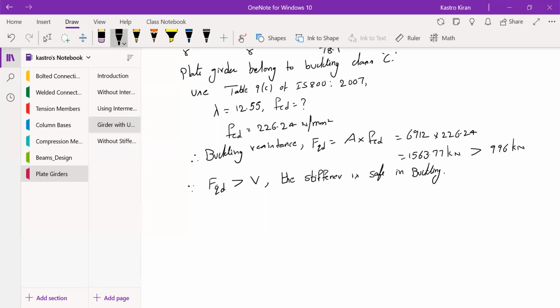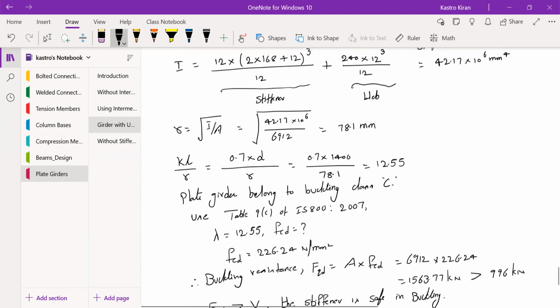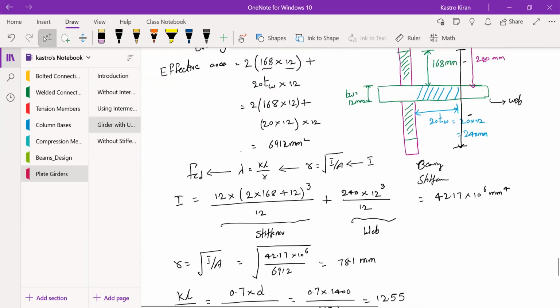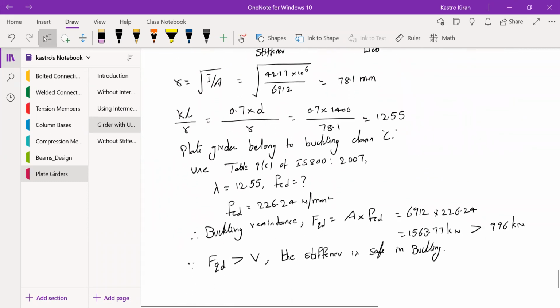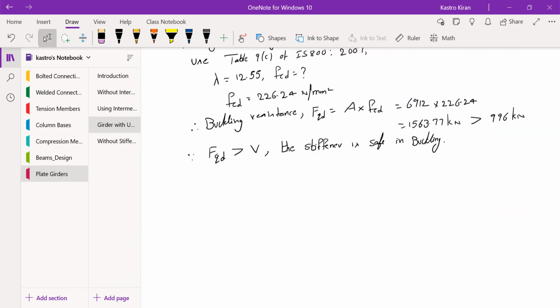Suppose, for example, you got the FQD value less than V, or less than the shear force. What you have to do is increase the dimensions of the stiffener. Instead of 220 by 12, you should go for the upper values, or you should come down to the lesser values. It depends on the trial and error calculation. So that's how you find out the buckling resistance of the stiffener.